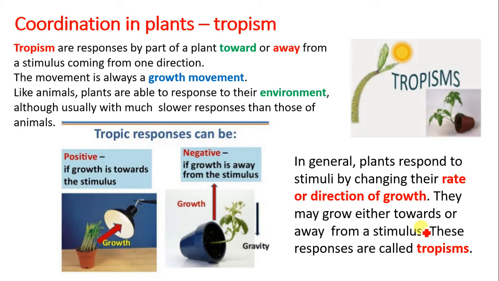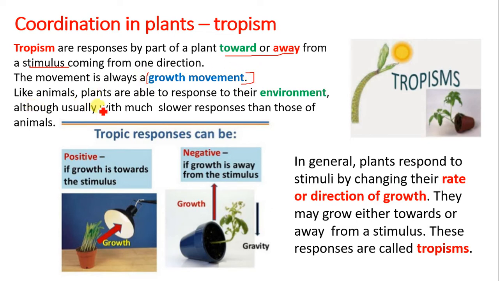Coordination in plants, or tropism. You see, tropisms are responses by a part of a plant towards or away from a stimulus. So it's a response towards or away from a stimulus coming from one direction. Now, the movement is always a growth movement. So take note, this movement is always a growth movement.